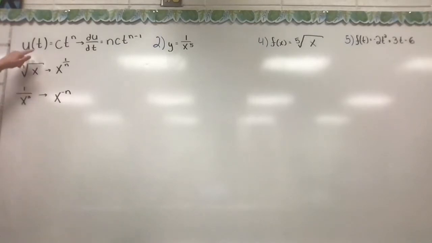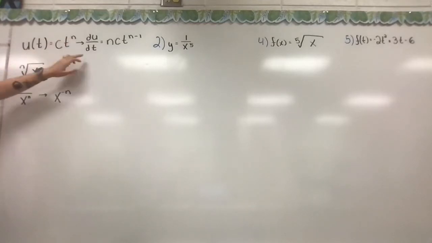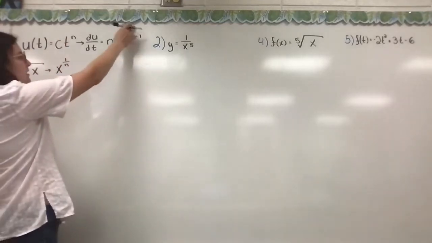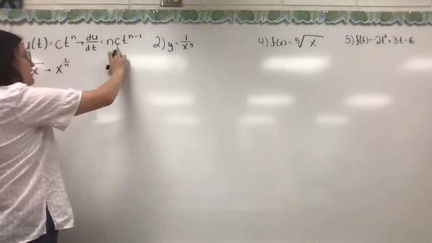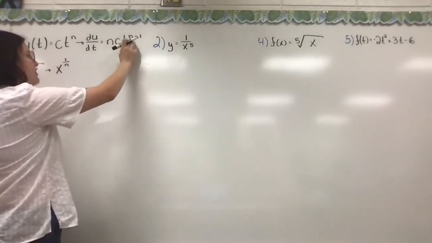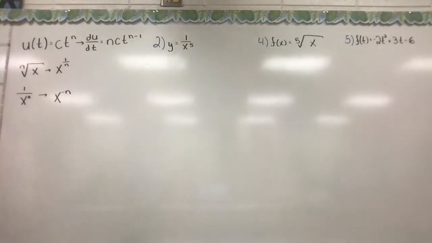Now, yesterday we learned that if you have a function, the c is the constant, the n is a constant. How you take the derivative is you bring the n down, multiply it by the c, have it by the t, and then it's n minus 1. So the first thing we're going to look at is how we deal with when we have a fraction, and then we're going to look at how we deal with when we have a root, okay? So number 2 has a fraction, okay?